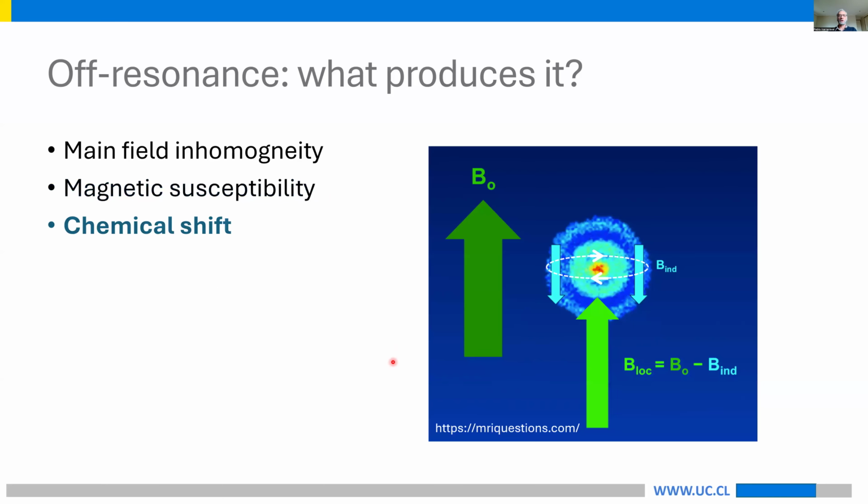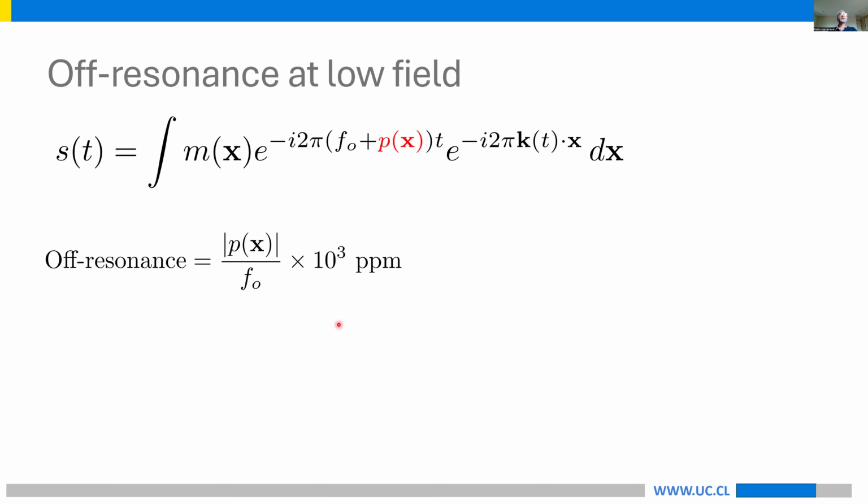And chemical shift, it depends on the molecule where the hydrogen is, and which produces a little bit of shielding, and so the effective field seen by the protons is not exactly zero, but it has some distortion. So all these off resonance effects will come up here in this equation. This is the signal equation.